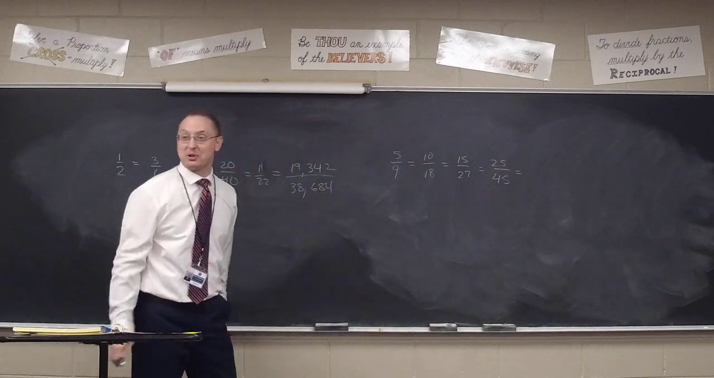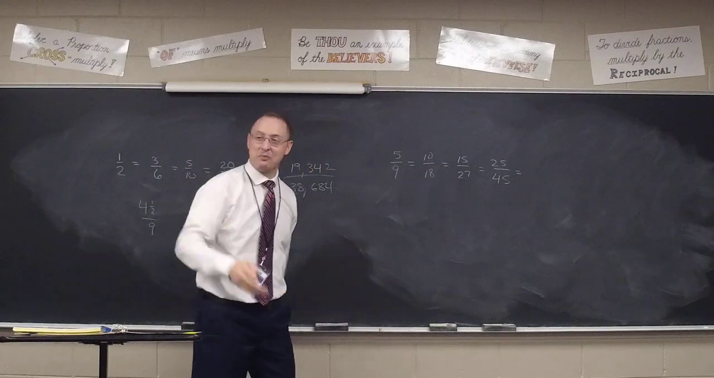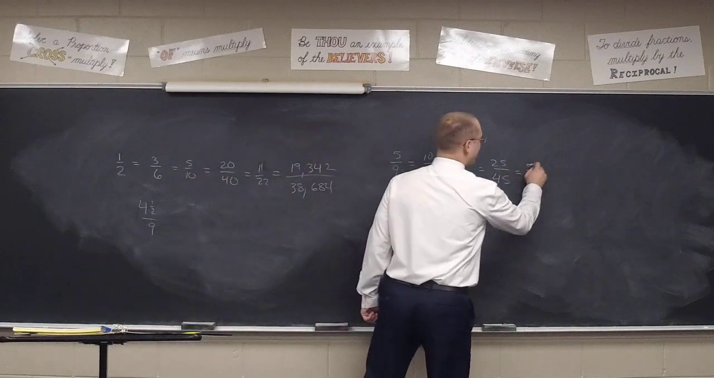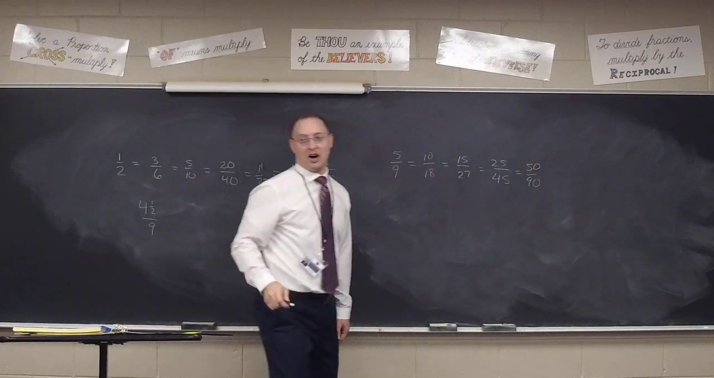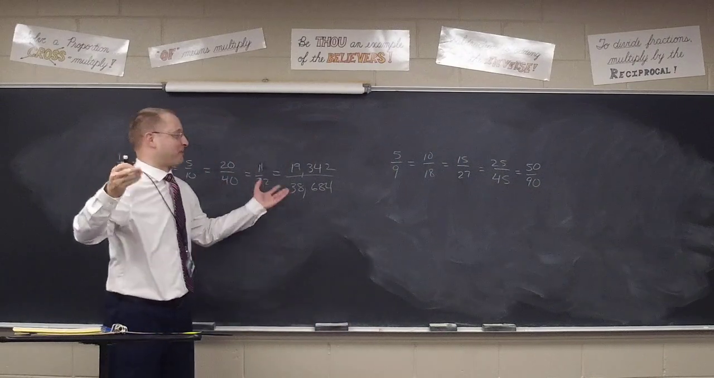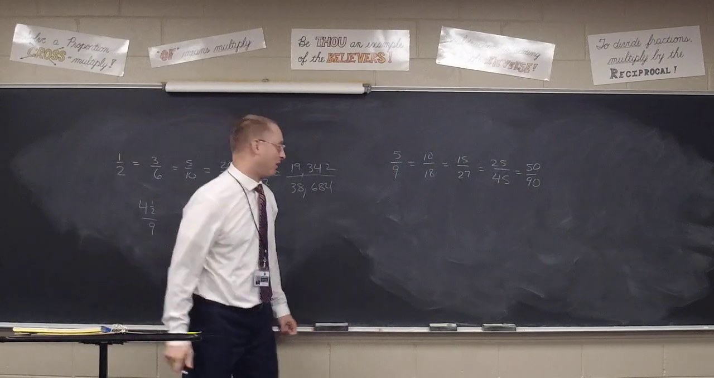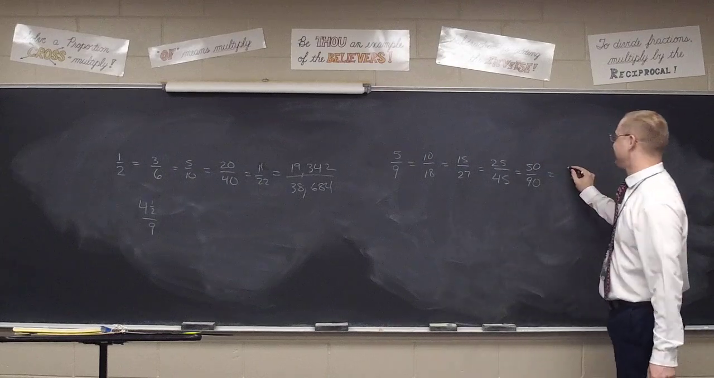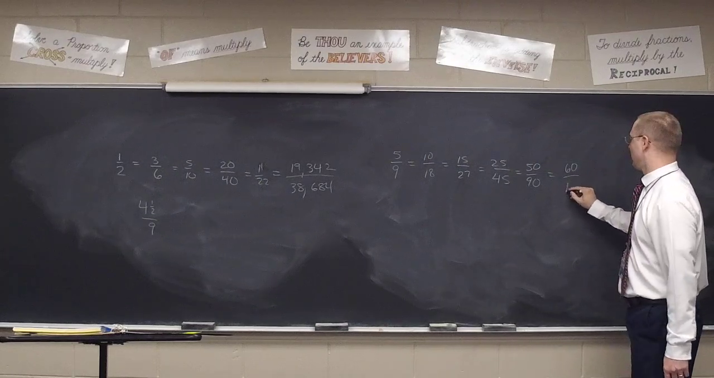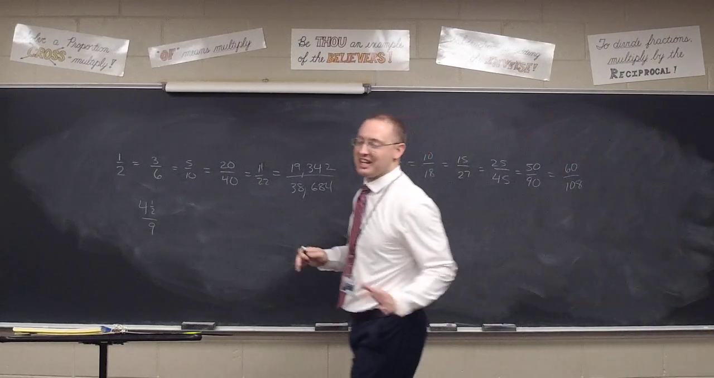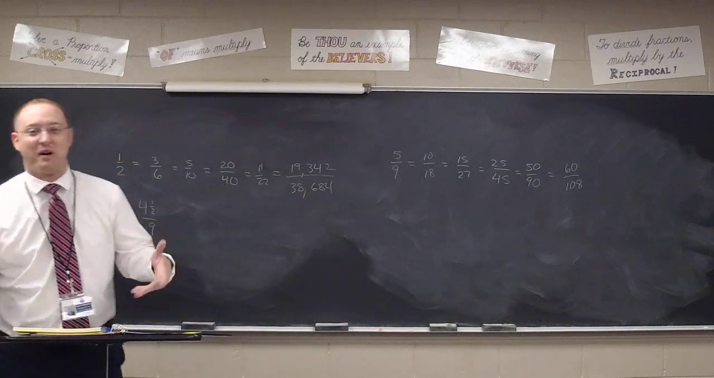Or Bryson might want to multiply by 10. Smart man, to get what? 50 over 90. There we go. Okay, Lucy, I can't leave you out. We'll go one more. 12. All right, to get? 60 over 108. There we go. Then you get the idea. Again, there's an infinite number of equivalent fractions we could make.